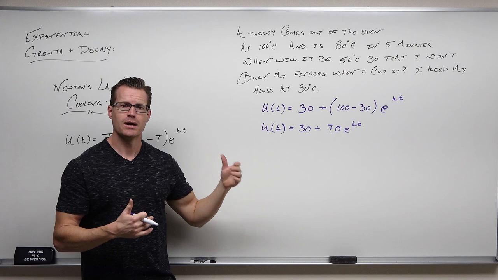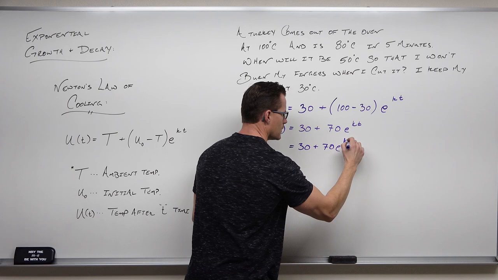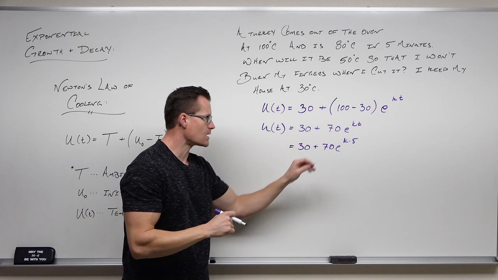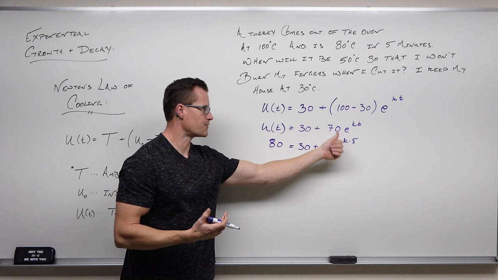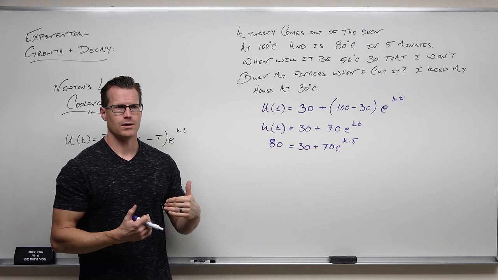So in 5 minutes, so our time unit is minutes, in 5 minutes, this stuff will equal 80 degrees. That's all there is to it. So it's going to be 80 degrees in 5 minutes. You still have to obey this, right? Ambient temperature is still 30. The difference is still 70. In 5 minutes, it will be 80 degrees. We're going to solve for that k right now. Of course, you have to isolate the exponential, right? There's just one more step. Subtract your 30.